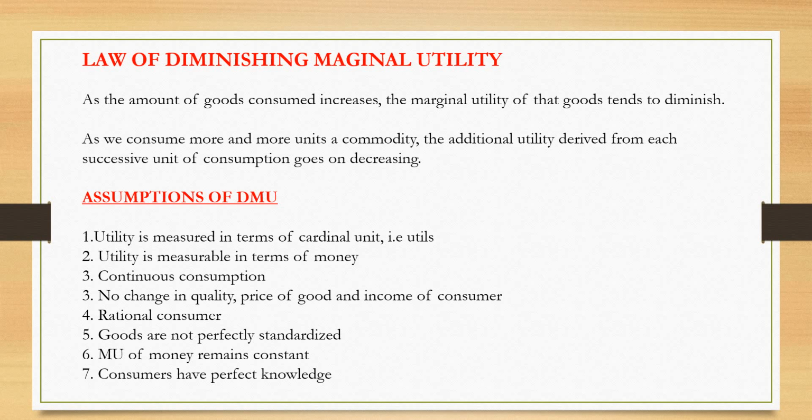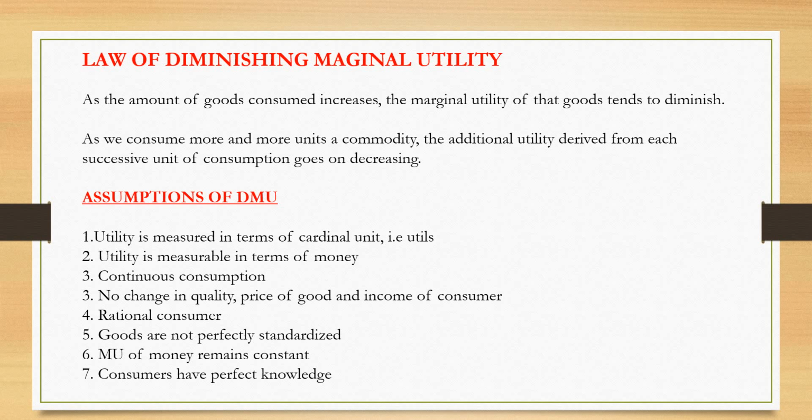What is the reason for this law? The diminishing marginal utility results from the fact that our enjoyment of the goods drops off as more and more of it is consumed. We'll explain the law of diminishing marginal utility with the help of an example. But before we explain it, let us know what the assumptions of the law of DMU are.